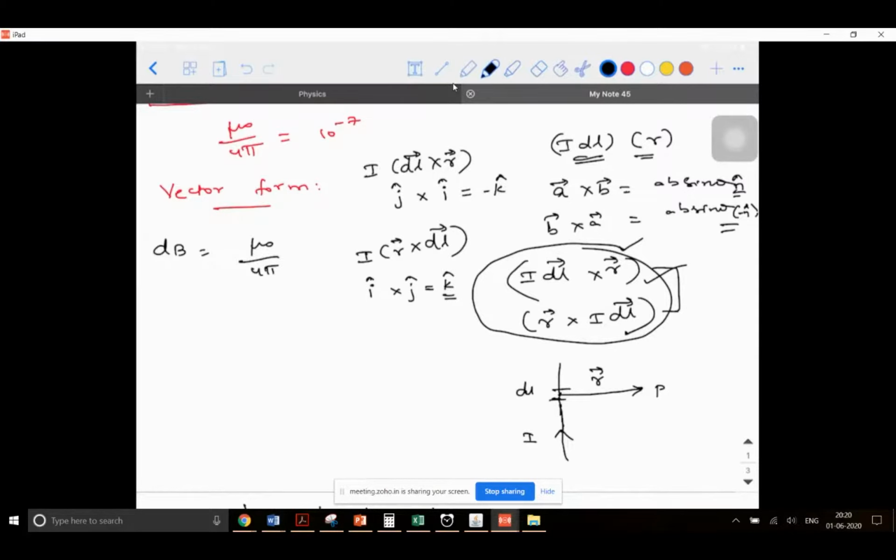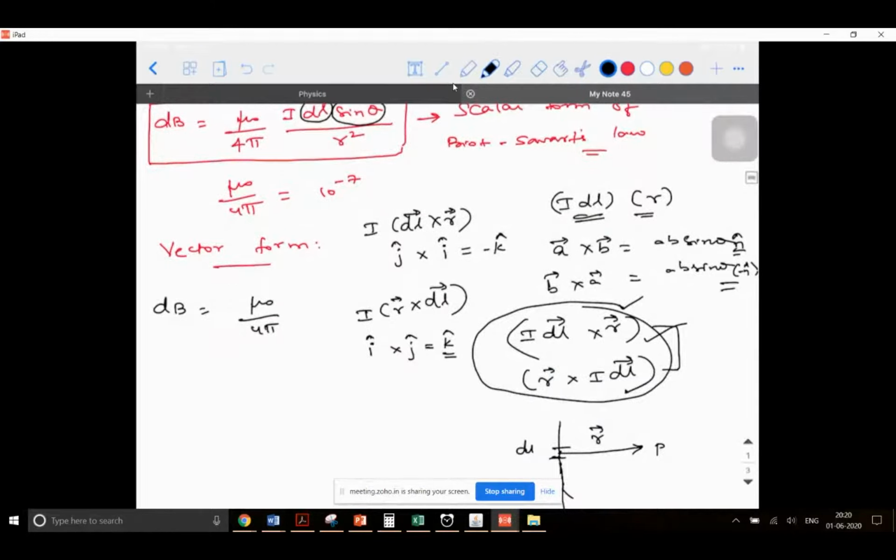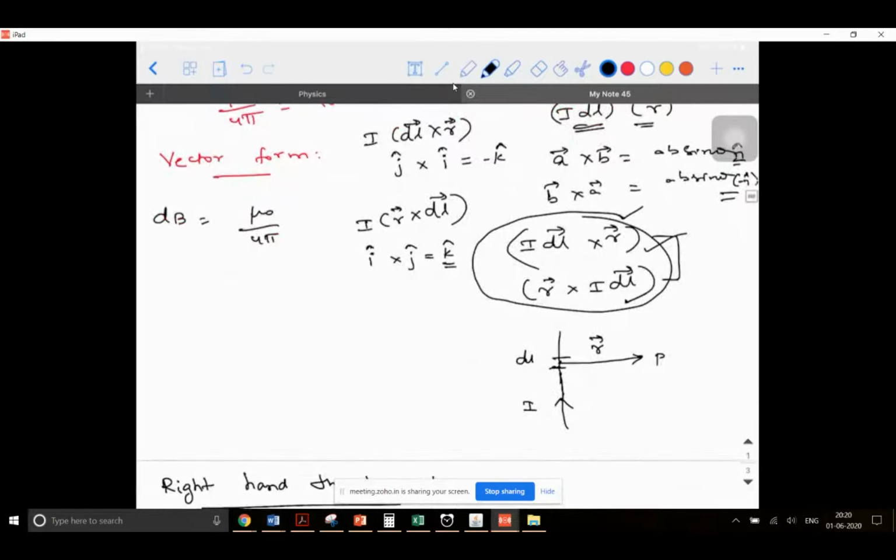Right hand thumb rule states something, no? It says for the current which is flowing in the upward direction, you take a point on the right side of the conductor. I'm repeating it again, listen. When the current is flowing in the upward direction, when you take a point on the right side of it, the field is into the plane. Into the plane is away from us. Away from us, minus k cap. So minus k cap is here, whereas this is plus k cap. So what is the combination I'm supposed to take into consideration? It is minus k cap.